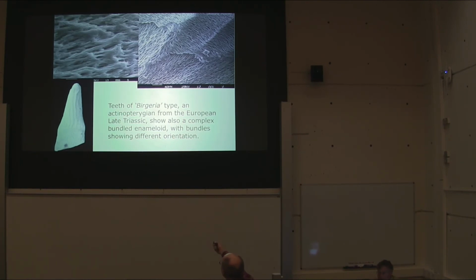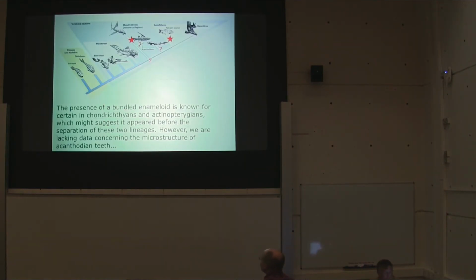But it doesn't matter because you can see the microstructure, and you can see here that the microstructure is again quite complicated, with bundles which are orientated perpendicularly to each other. So again, a different arrangement than what you can see in most shark teeth. So basically, we have the appearance of a bundled enameloid much earlier than what we thought inside this chondrichthyan lineage.